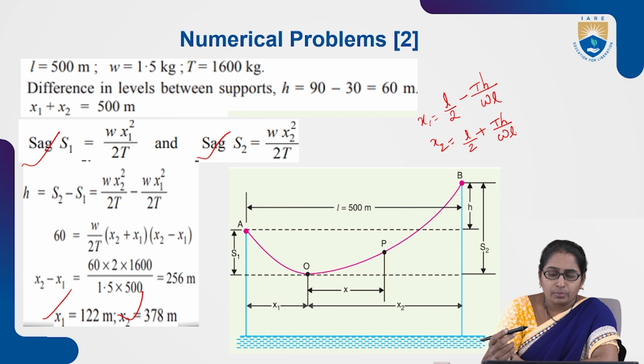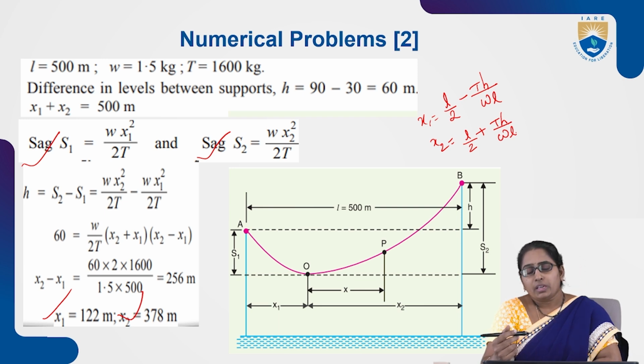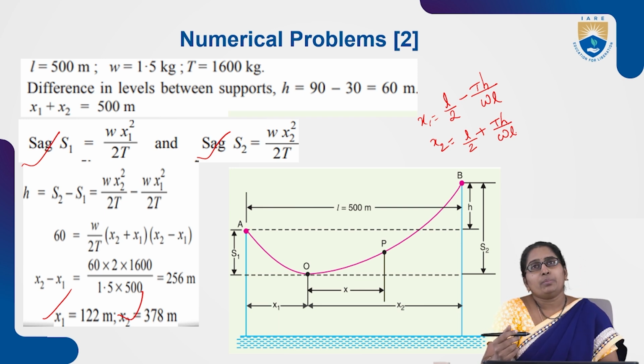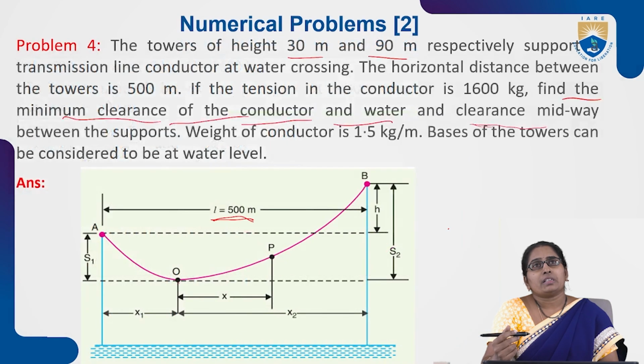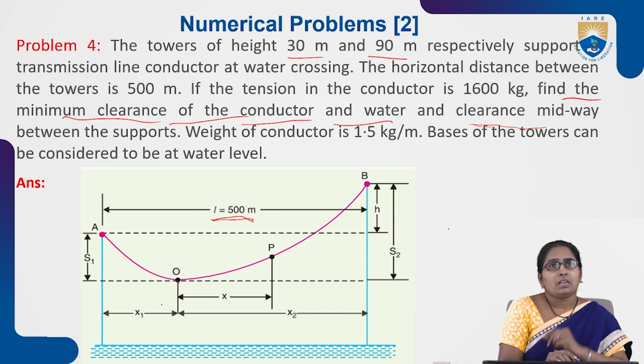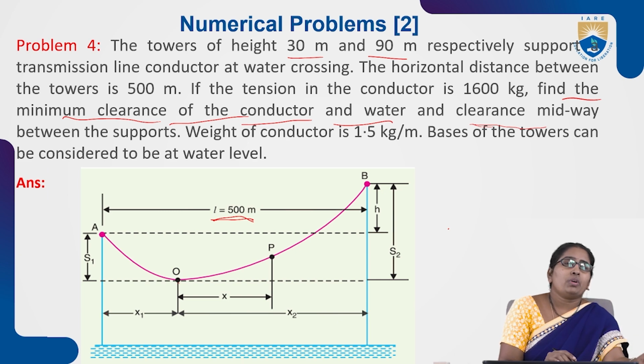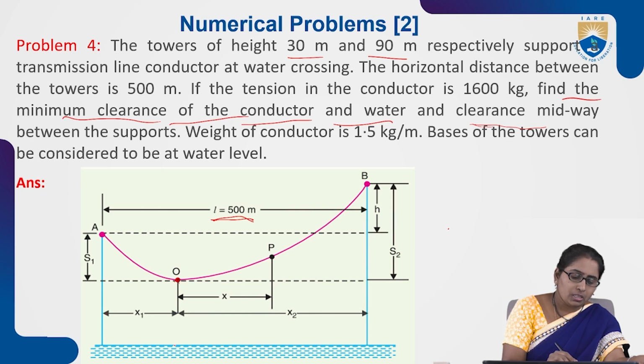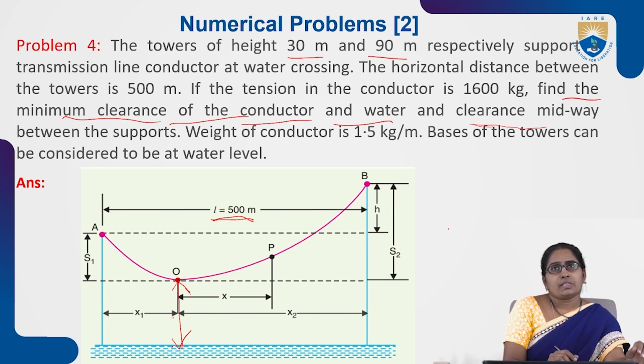So here in the problem, they are not asked about the sag directly, but they ask for the minimum clearance. In the first part they asked for the minimum clearance of conductor and water. That is, from the lowest point of the conductor we get the minimum clearance, from the lowest point of the conductor to the ground level. So this distance, this value, we have to calculate for the first part.